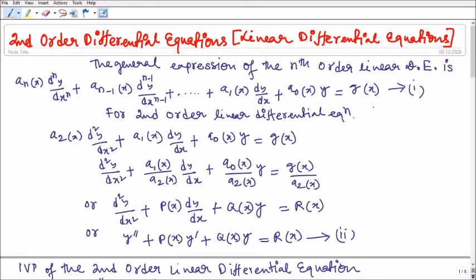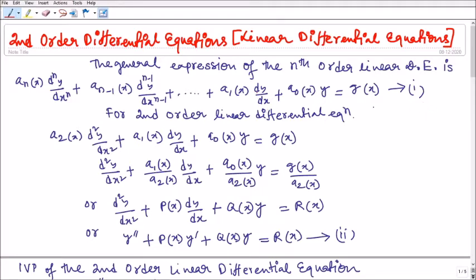Okay, so far we have discussed first order differential equations, and now we will discuss second order differential equations, and we will discuss only the linear differential equations. So we know that the general expression of the nth order linear differential equation is shown in equation 1.